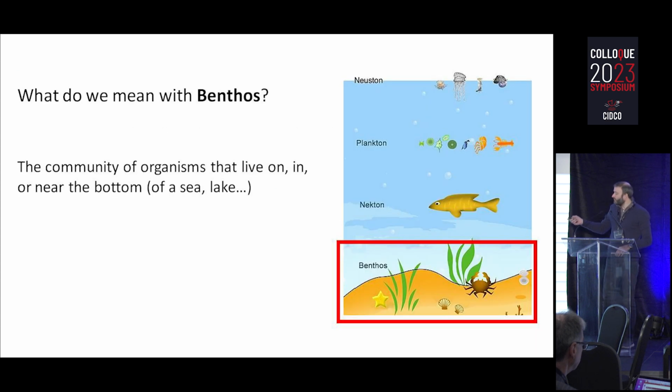So first of all, what is benthos? Benthos is the community of organisms that lives on or near the bottom, in this case the seafloor. And as Louis David showed before, we are working mainly in coastal areas, so in an area that is basically between, let's say, 0 and 20 meters, more or less.